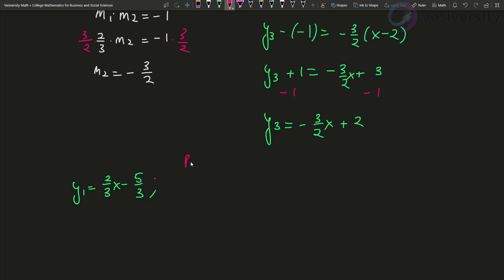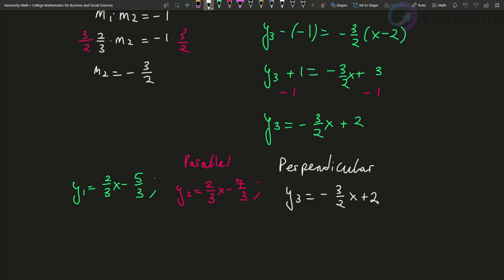Once again, our original equation y1 was 2/3 x minus 5/3. Our parallel equation is y2 is equal to 2/3 x minus 7/3. Here the slopes are equal, so that's why they are parallel. And then the last one is perpendicular: the perpendicular equation is y3, which is equal to negative 3/2 x plus 2. That equation is perpendicular at the point (2, negative 1).